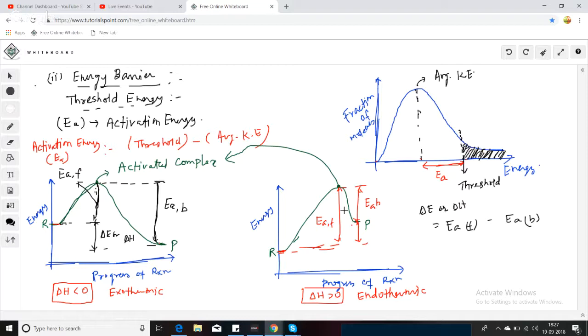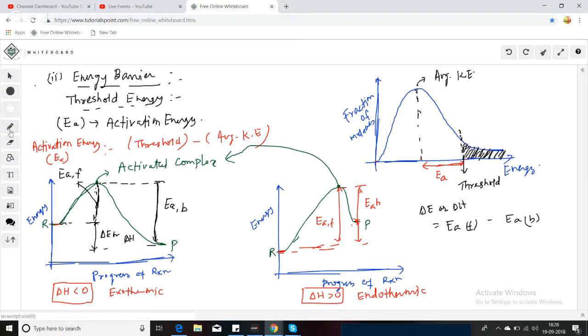Next line you write down. As temperature increases, number of effective molecules increases, hence collision frequency increases, hence rate of the reaction increases. Correct? So hence collision frequency increases and hence rate of the reaction increases.